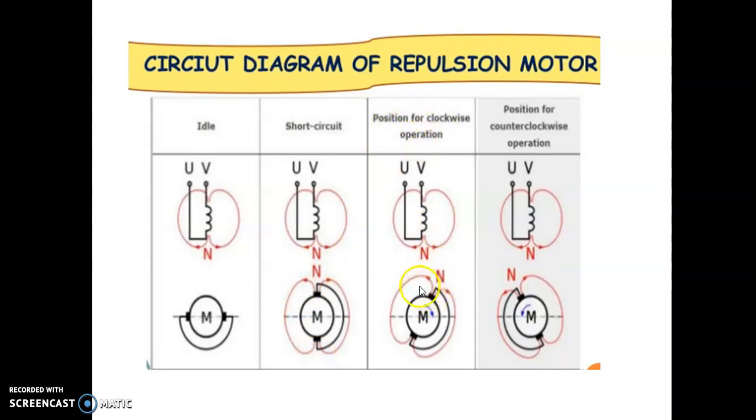If the brushes are shifted by a certain angle from the vertical axis, say 30 degrees, then the north pole produced in the stator and the north pole produced in the rotor will have a repulsive force, and this makes the rotor rotate in the clockwise direction. Similarly, if the brushes are shifted by minus 30 degrees, a negative angle from the vertical axis, the repulsive force between the stator and the rotor will make the rotor rotate in the counterclockwise or anti-clockwise direction.